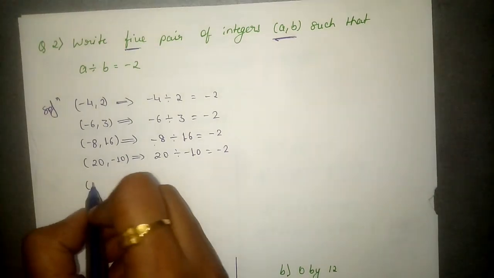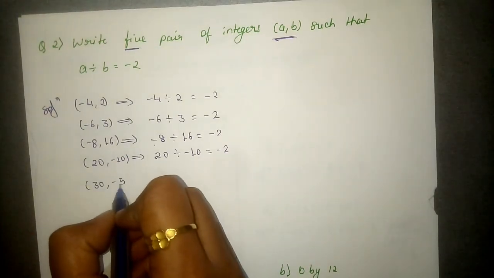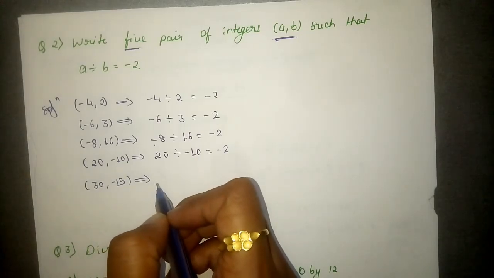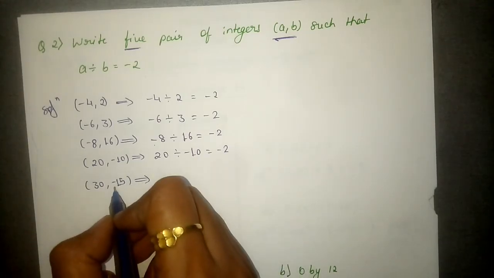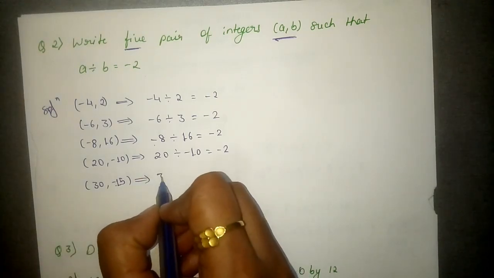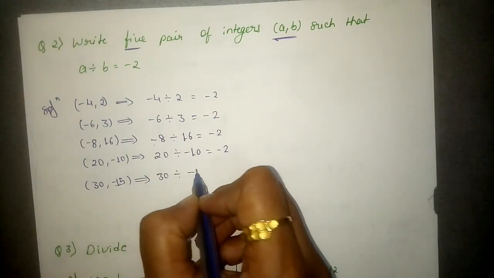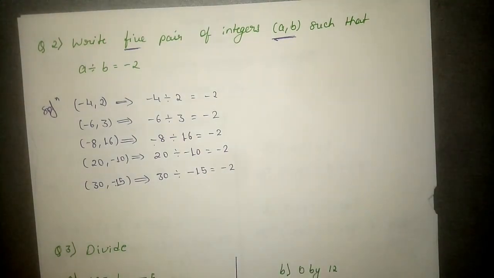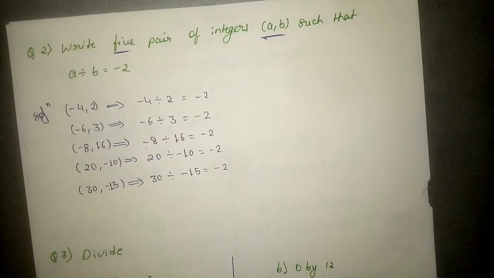Then again we can take 30 divided by minus 15. So when we divide 30 by 15, we will get 2, and since we have taken one integer as minus, the result will be negative. So 30 divided by minus 15 equals minus 2. So this is how we have to find the pairs of integers.